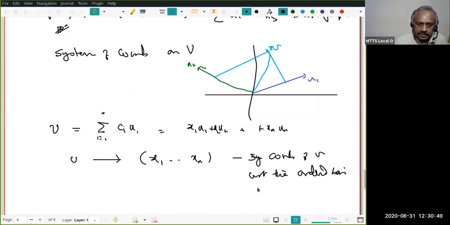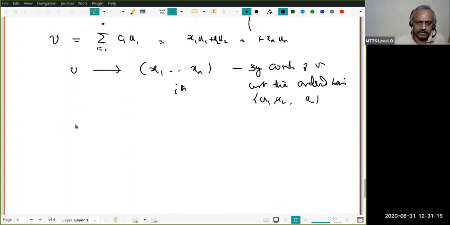Because there is an order in the basis. This is the first element, this is the second element, this is the nth element. Therefore, this is the first coordinate, this is the second coordinate, this is the nth coordinate. How did I get the ith coordinate of V? You write V as a linear combination of u1, u2, un: x1 u1 plus x2 u2 plus xi ui plus xn un. Then the coefficient of ui is called the ith coordinate. Is that clear? Yes? Okay.